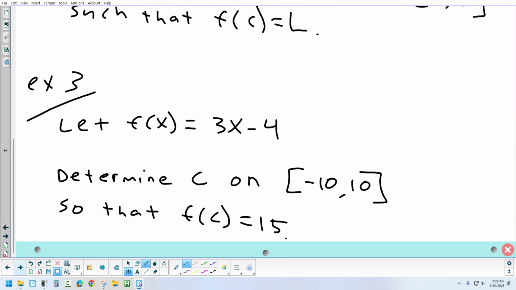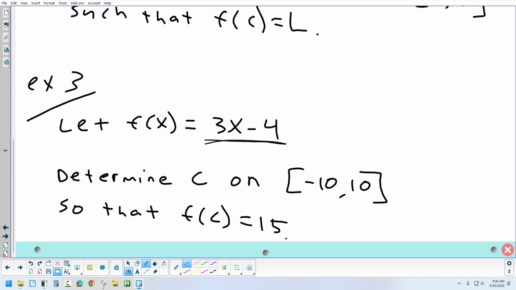So let's look at this one. Here, it's not as much about finding an answer. It's more about understanding the theorem and why it would work. So first of all, is this a continuous function? Y equals 3x minus 4. Dario, what do you think? Yeah, it's just a linear function. So it says to find a value over that interval that you could plug in for x and get 15 for y.